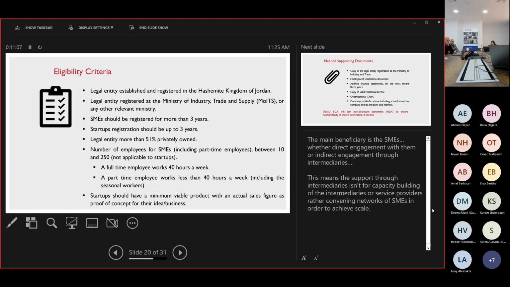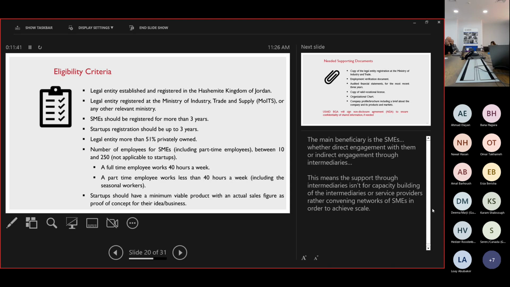needs to ensure when we approve the selected firms are to be established and registered in Jordan, also to be registered at the Ministry of Industry, Trade and Supply, or any other relevant ministry. SMEs should be registered for more than 3 years, while the startups should be registered up to 3 years. Also to be legal, to be 51% privately owned.